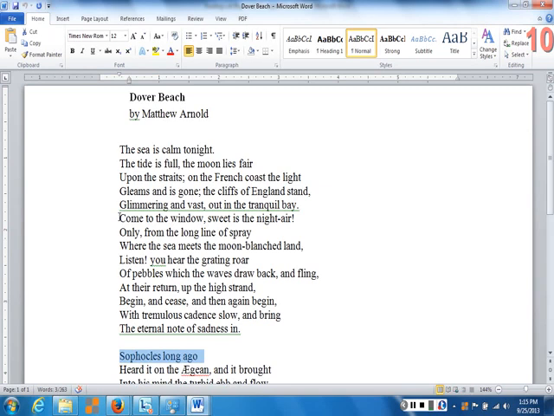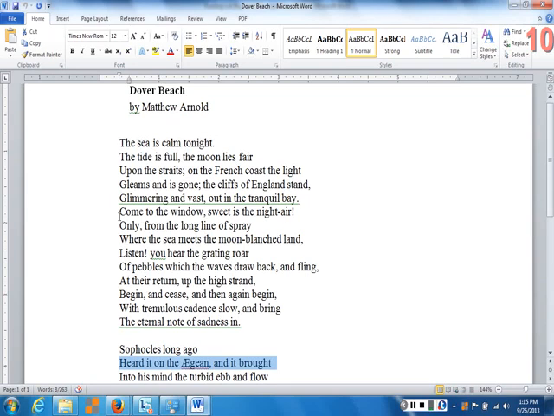"Sophocles, long ago, heard it on the Aegean, and it brought..." What does "it" refer to? It is a pronoun. A pronoun must have an antecedent. There must be something that has already been mentioned that the pronoun is referring to. It can't refer to Sophocles, because Sophocles is hearing it. So it must be this eternal note of sadness.